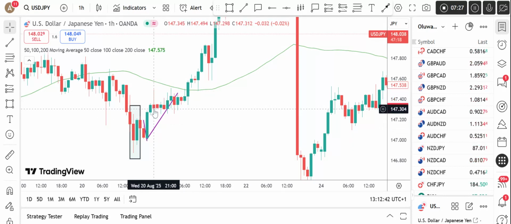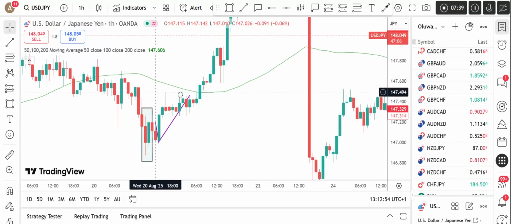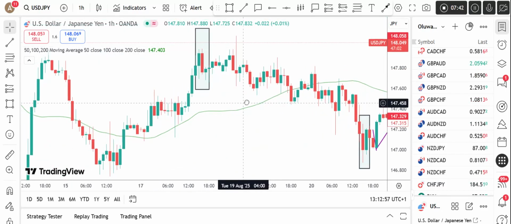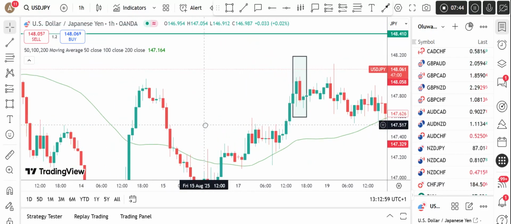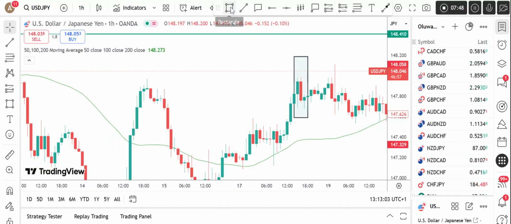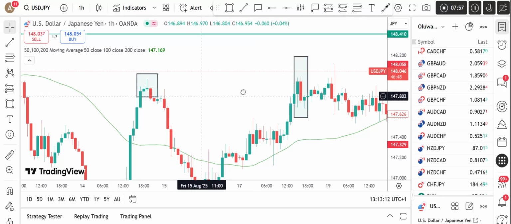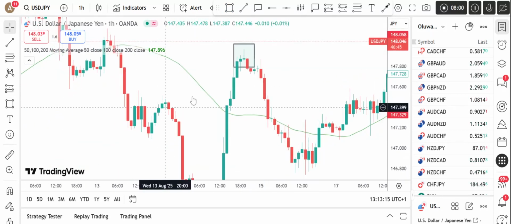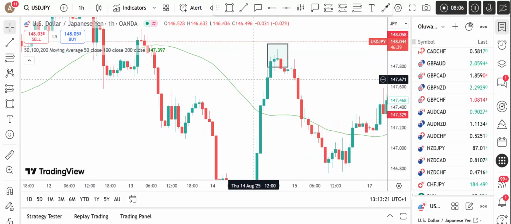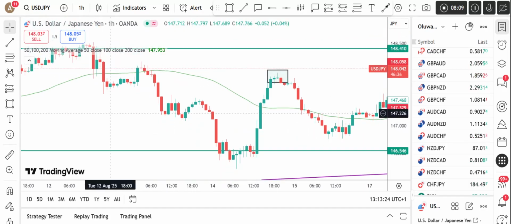This is a shooting star also, but it does not obey the price action. I'm still looking for another one. This is a shooting star also. We have another shooting star here also. It's a signal that the sellers are about to take control of the market. This is not a classic shooting star, but you can still regard it as one. We have a lot of them like that.